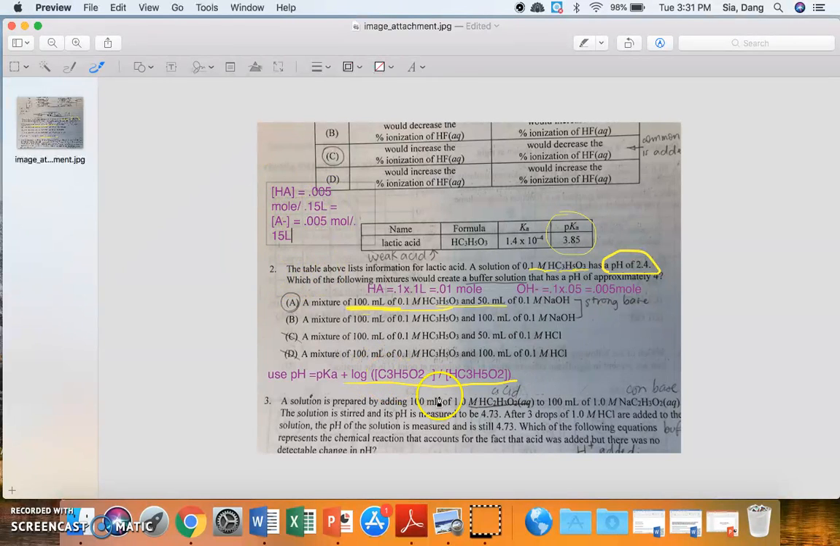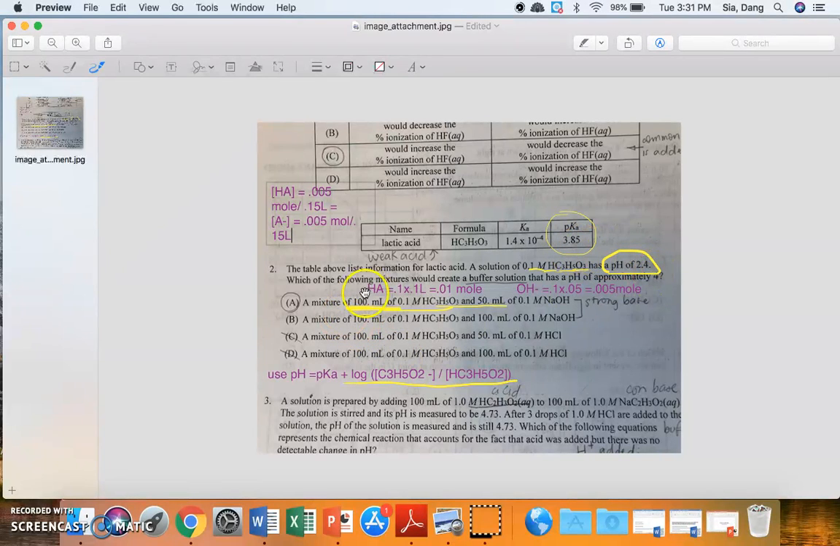So if you plug it in here, you get log of 1, which is 0. pH is equal to pKa. So take a look at pKa. pKa is 3.85. pH is 2.4. So it's still a little bit off. They're not the same.